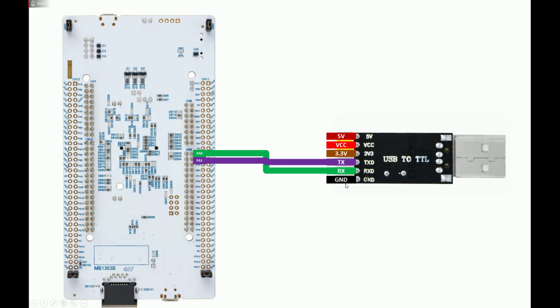Now for the ground, you need to connect it to any ground pin of your STM32. There are a lot of options. You have ground here, you have ground here. Whichever you use, all are the same. So just connect it to any available ground pin. So in this way, our connections are completed. Now let me show you the hardware, then we move on to the programming.